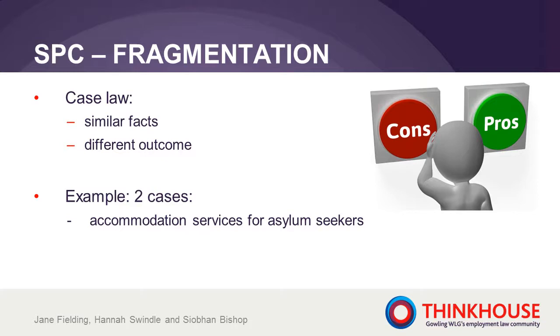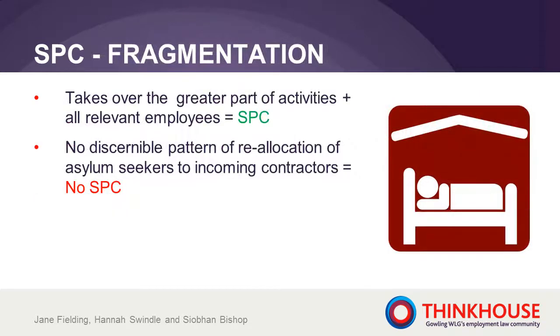In the first, it was decided that the contractor who had taken up the majority of the activities should inherit all of the outgoing contractor's employees, and so therefore TUPE did apply here. But in the second, it was decided that there was no discernible pattern of allocation of the services to the three new service providers. The EAT said that the asylum seekers were randomly distributed from the existing contractor to the replacement contractors, and that had happened on a gradual basis. So here they said the activities were too fragmented and TUPE didn't apply.